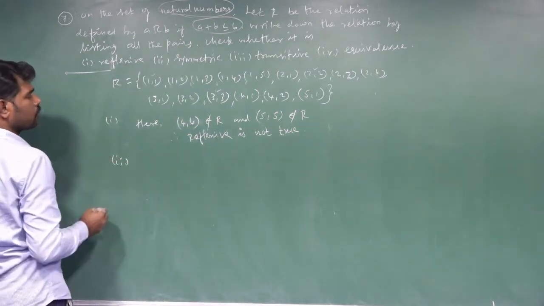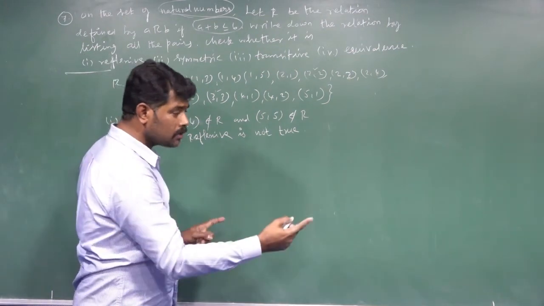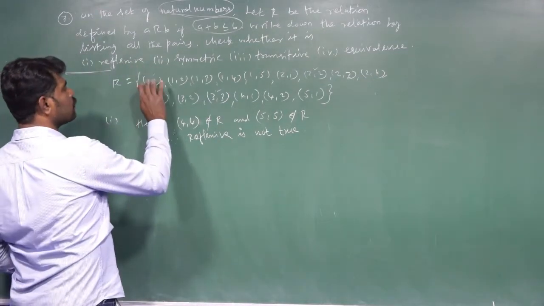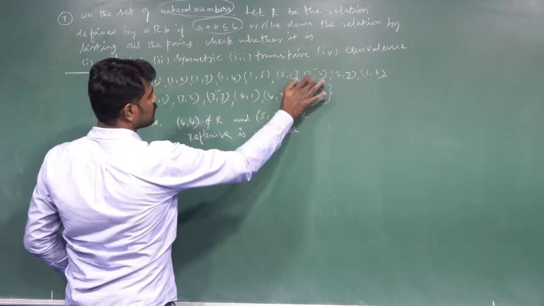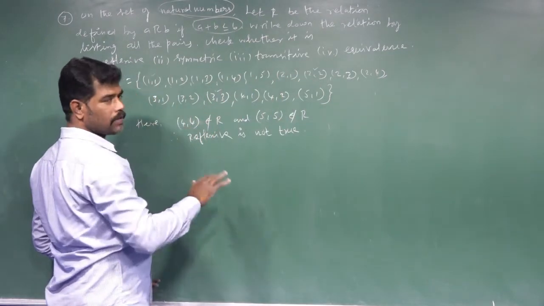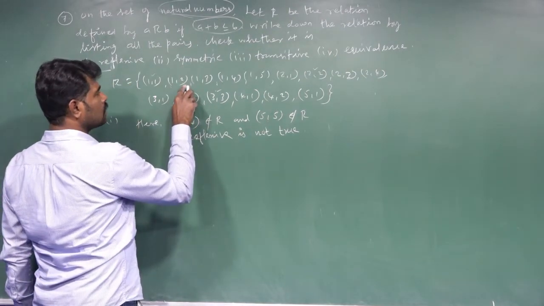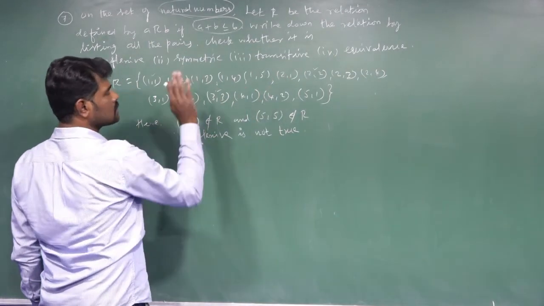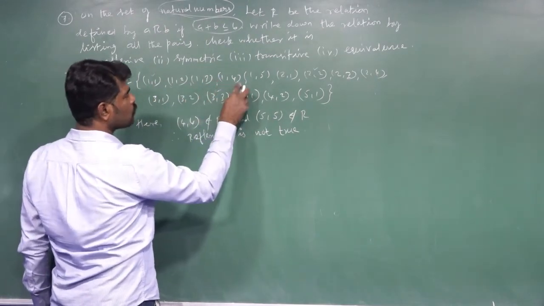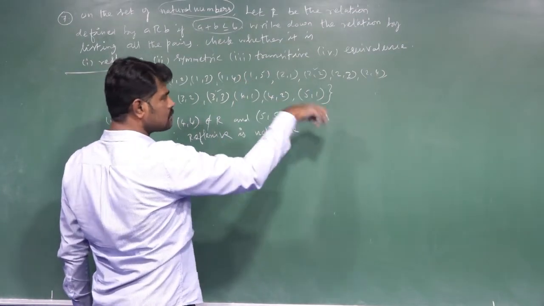Second case, here we want to verify symmetry. If A B is there, then B A should be there. Further, we can omit the repeating pairs 1 1, 2 2, 3 3. This type of pair we can omit. Let us see, 1 2 is here, then 2 1 is also here, so it is possible. 1 3, 3 1 is true. 1 4, 4 1, symmetric is true. 1 5, 5 1, symmetric is true.